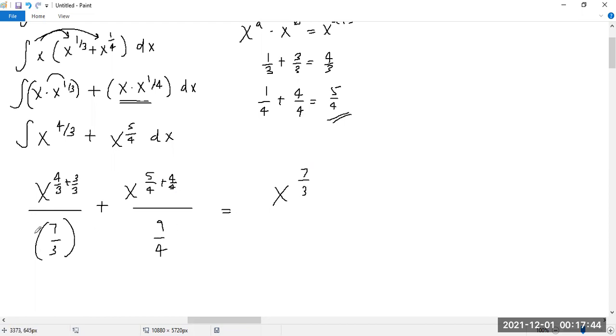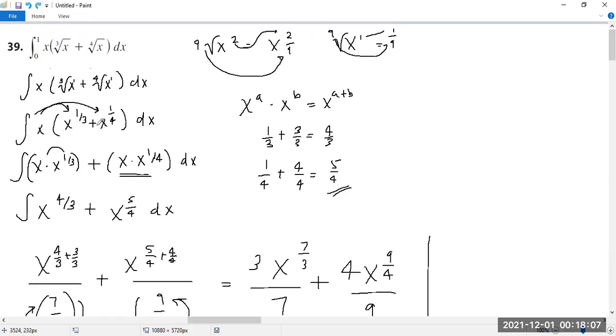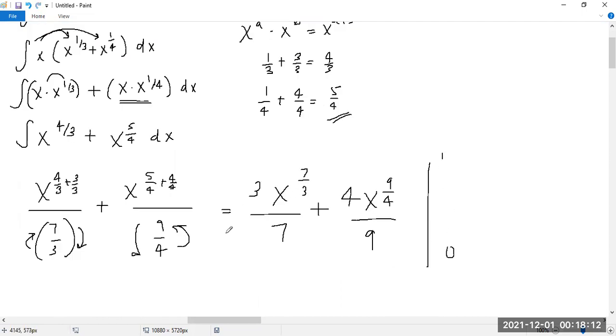And if you were to play this out, you would just multiply by the reverse. So you would actually have, instead of 7/3, 3/7, plus you would have x to the 9/4, right? And then you're multiplying by the reciprocal. So instead of having 9/4, you'll have 4/9. And this is your integral, right? Evaluated at 1 and 0. So 1 and 0.